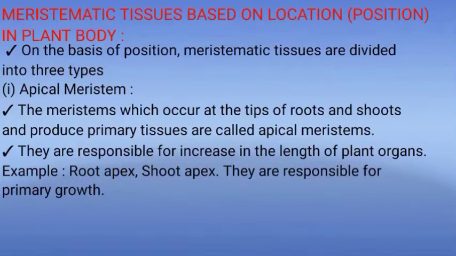Apical meristems are responsible for increase in length of plant organs. Example, root apex and shoot apex. And these are responsible for primary growth.